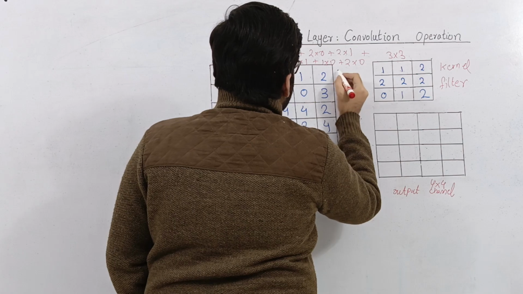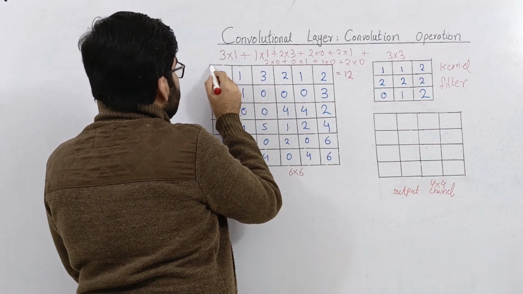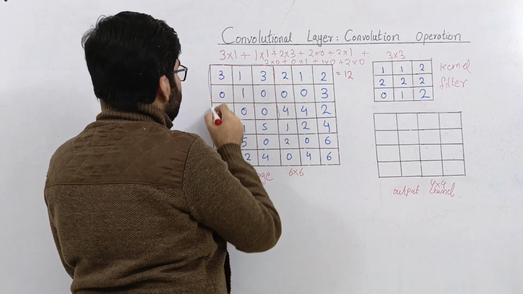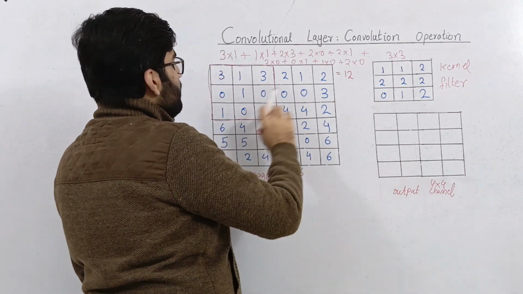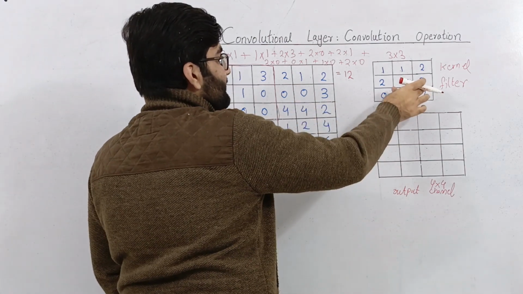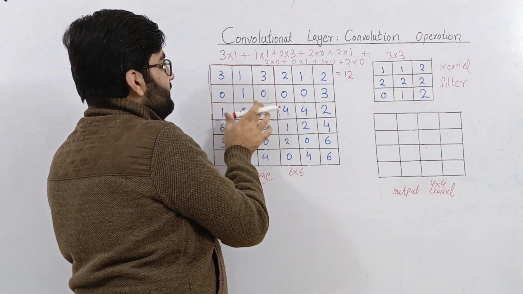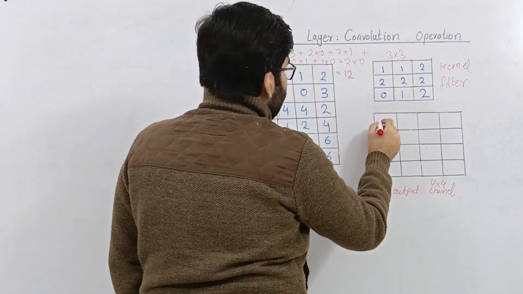The answer is 12. Essentially, we used these 3 by 3 rows and columns of our input image and convolved this kernel over these 3 by 3 pixels. So we can put that 12 here.